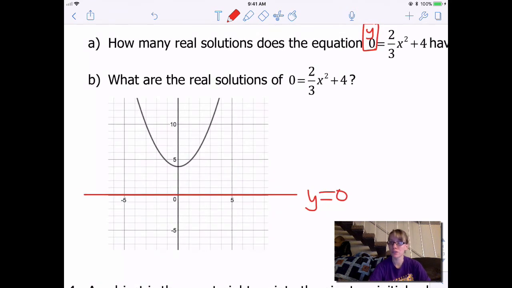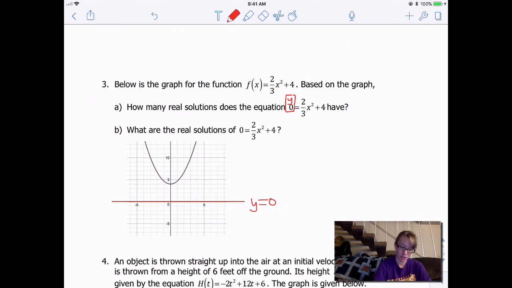So how many times do those two intersect? Never. So it has 0 real solutions. And what are the real solutions? Not applicable. There aren't any real solutions. They never intersect, so we can say not applicable.